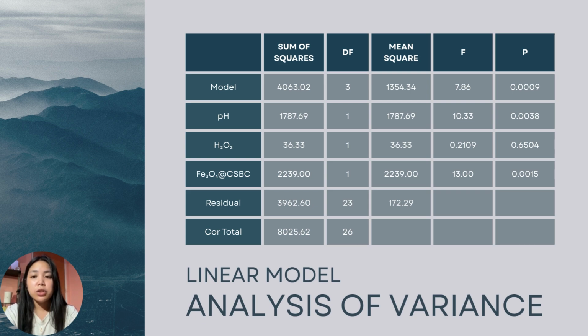The analysis showed that the catalyst dosage had the strongest effect on aniline degradation with a p-value of 0.0015. This was followed by pH, which had a p-value of 0.038. Both were statistically significant. In contrast, hydrogen peroxide concentration was found to be not significant with a p-value of 0.6504. This suggests that within the range we tested, hydrogen peroxide didn't have a strong influence on the degradation process.